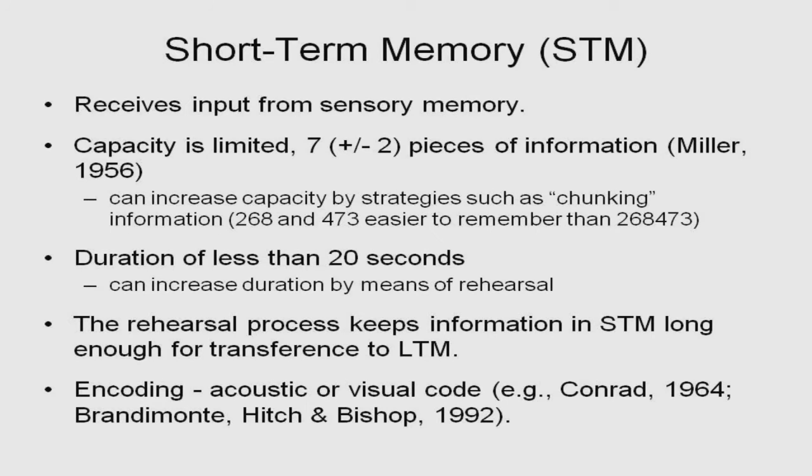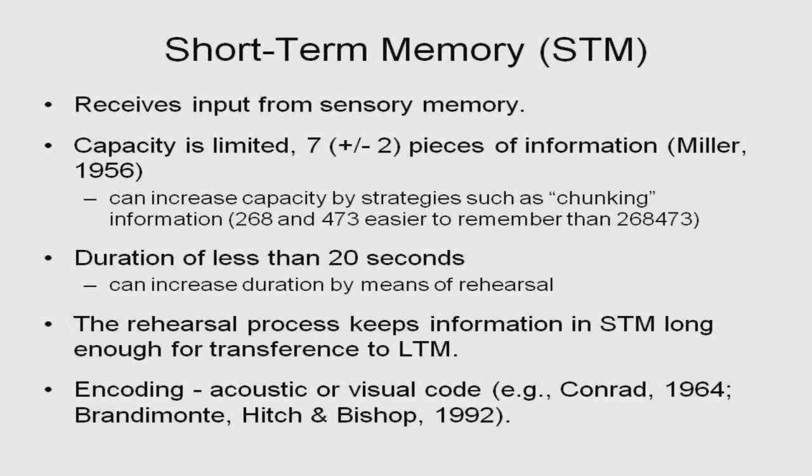Moving on to short-term memory. So short-term memory receives input from sensory memory. Its capacity is thought to be limited to around about 7 pieces of information, plus or minus 2. And this came from the research of Miller back in 1956 and his magical number 7, plus or minus 2. So capacity is around about 7 items, but you can increase capacity by means of strategies such as chunking, i.e. grouping pieces of information together in a meaningful way.